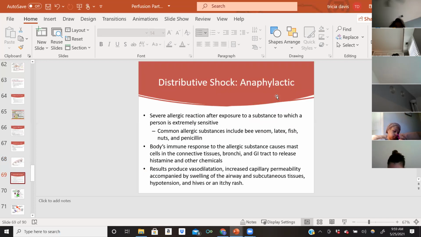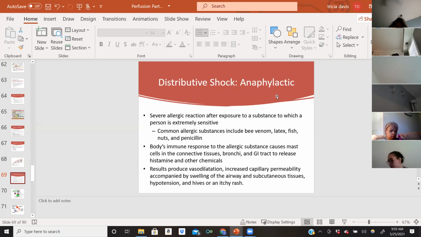And then the last one of distributive shock is anaphylactic shock. So this is a severe allergic reaction after an exposure to a substance to which a person is extremely sensitive. So common allergic reactions we see is bee venom, latex, fish, nuts, so peanut butters, penicillins. Those are some common allergic reactions.